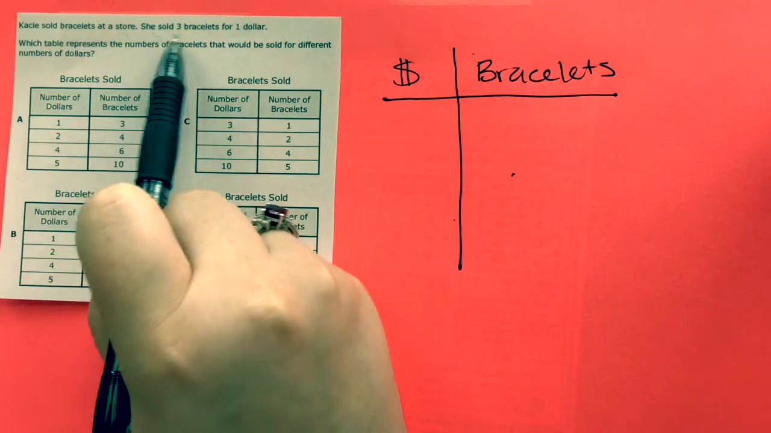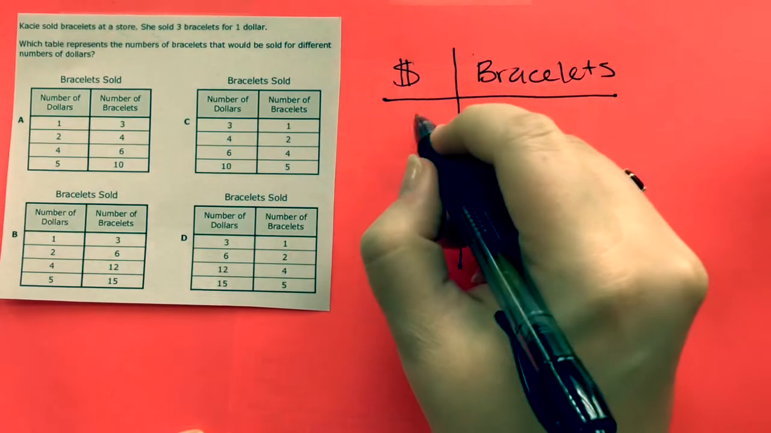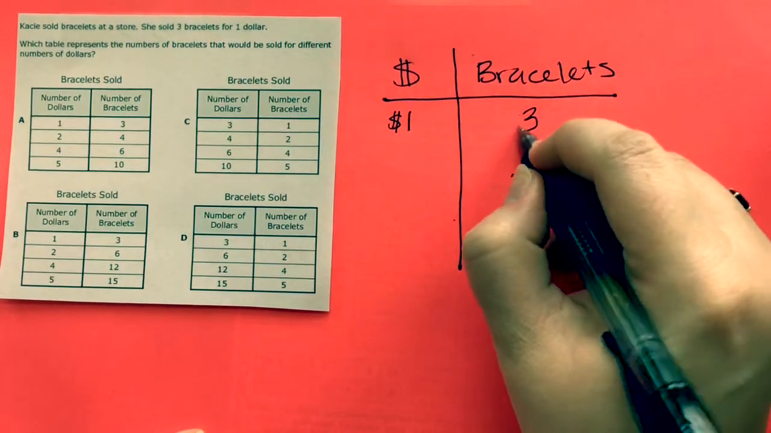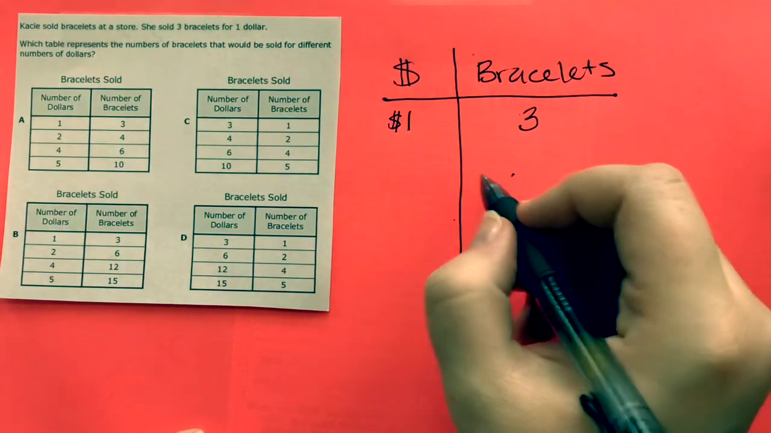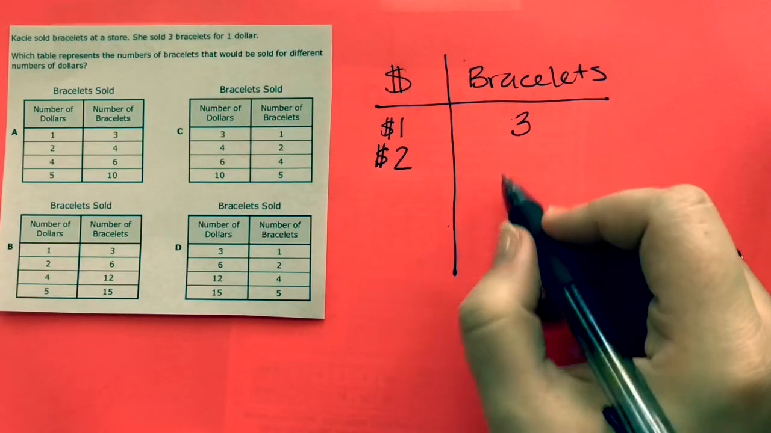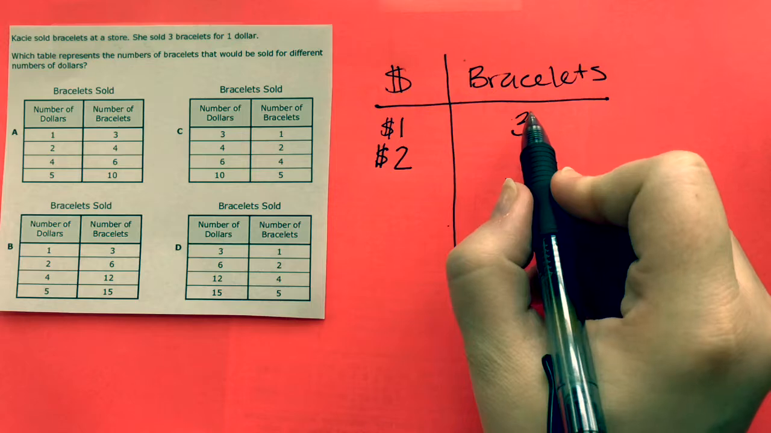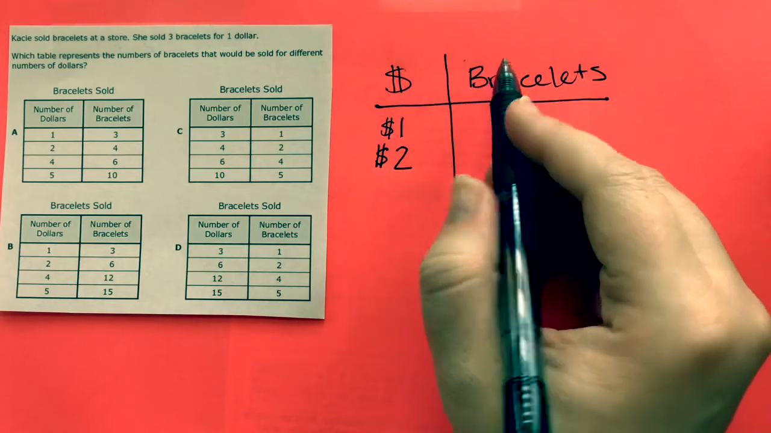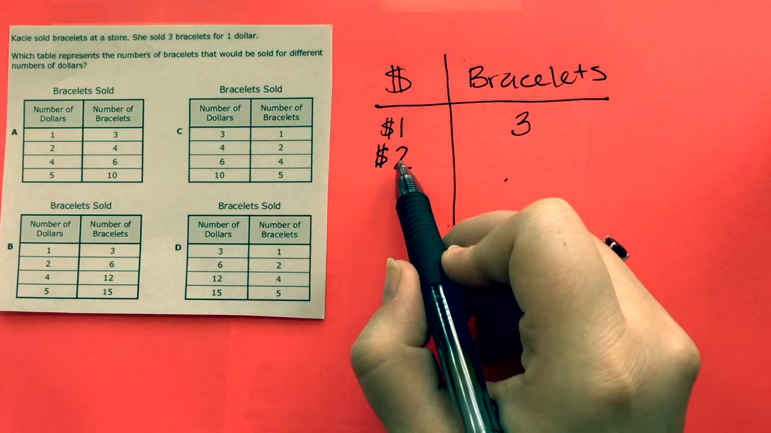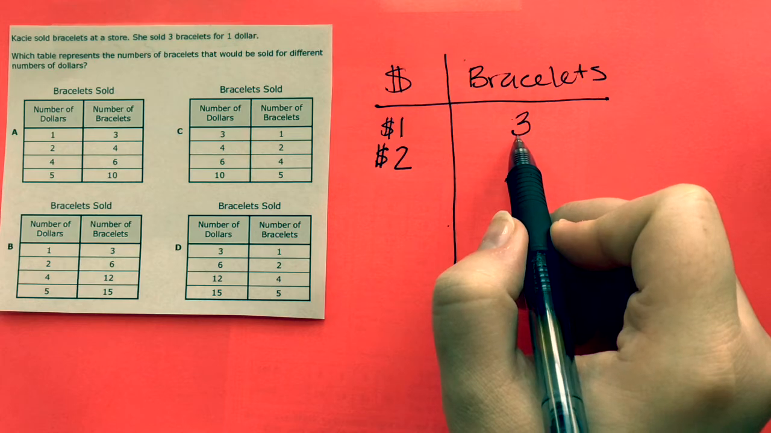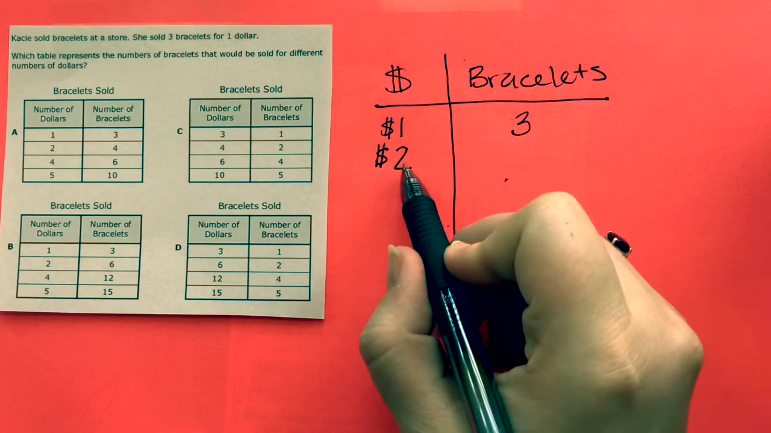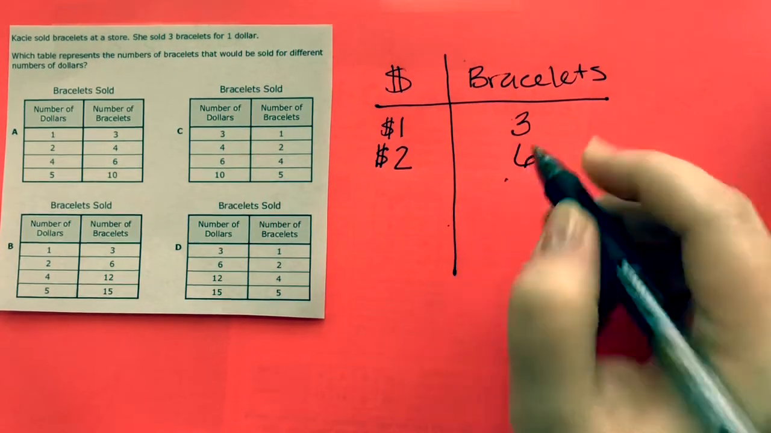So we sold 3 bracelets for $1. So I'm going to put $1 right here because I know this is $1. And I sold 3 bracelets for $1. Well, how many bracelets would I make if I paid $2? Remember, this is bracelets and money. So what I would need to do is find the relationship between these. Well, if I paid $2, would I get 4 bracelets? Well, that doesn't really make sense since when I'm paying $1, I get 3 bracelets. So here for $2, I'm going to get 6 bracelets.